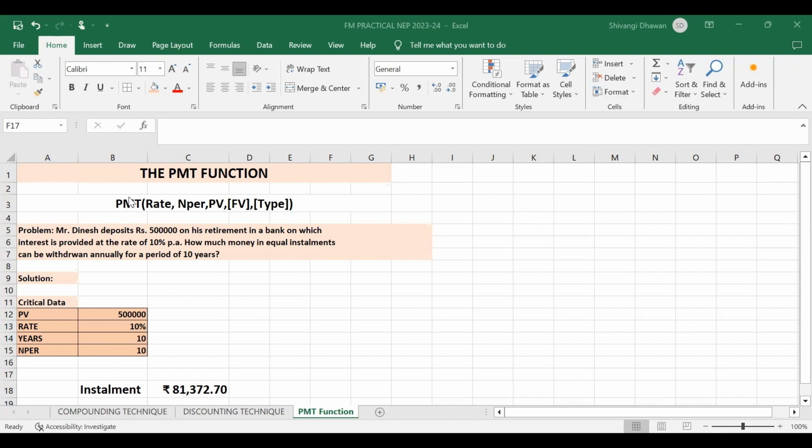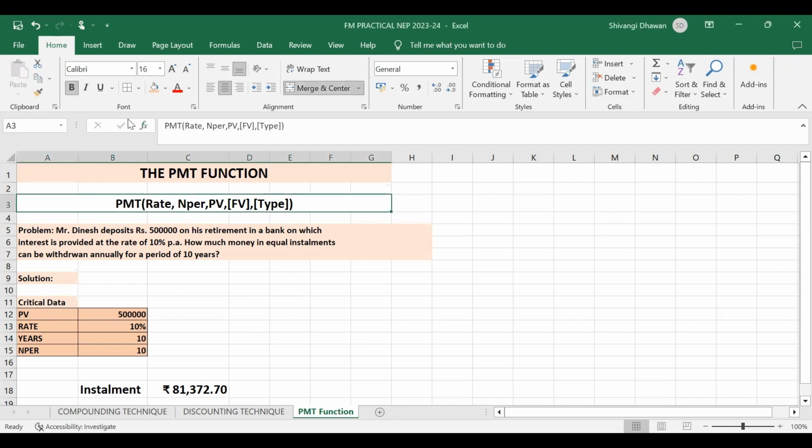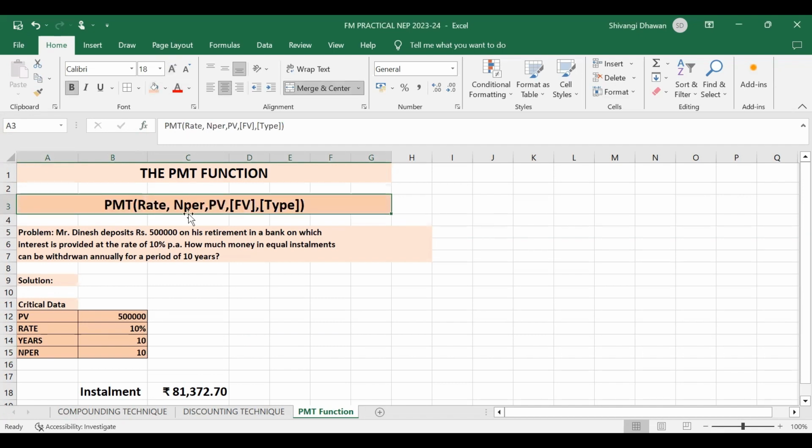So whenever you start this function, it will ask you the following items. That is the rate, number of periods, present value, future value, type. These square brackets mean future value and type are optional, only to be used when the information is given regarding them in the question. So here, let's understand this with a problem.